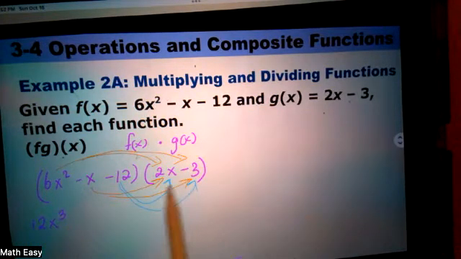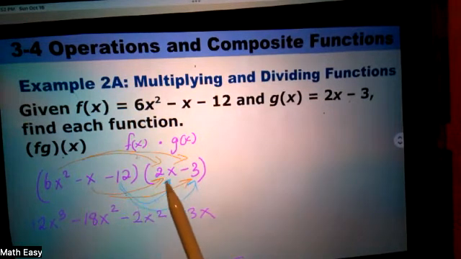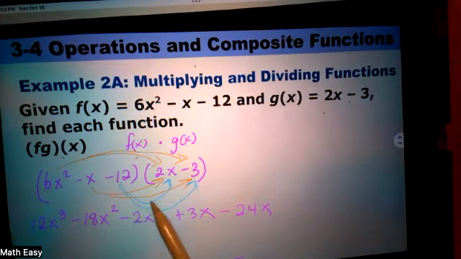6x squared by 3 gives us negative 18x squared. Then we do negative x by negative 2x gives us negative 2x squared. Then we do negative x by negative 3 gives us positive 3x. Negative 12 by 2x gives us negative 24x, and negative 12 by negative 3 gives us positive 36.